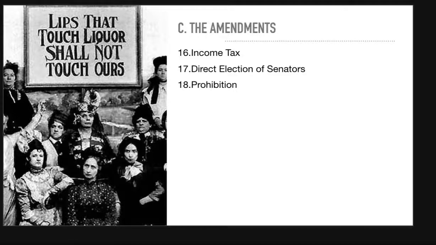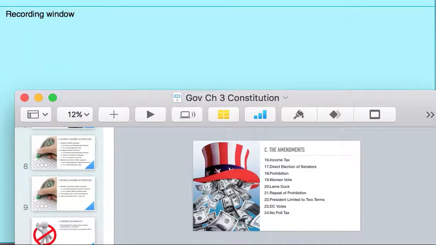Who was the leader of the Prohibition movement? What group of people? Who had failed to get their vote back in the abolition movement? Women. So I must not have heard you. So now women are trying again through Prohibition, trying to make some social change. Even though they can't vote, they're trying to do it through other means.